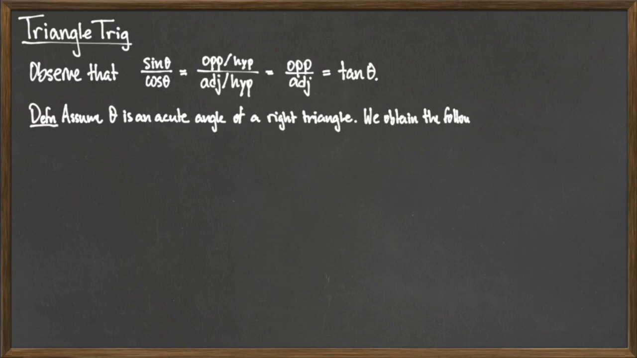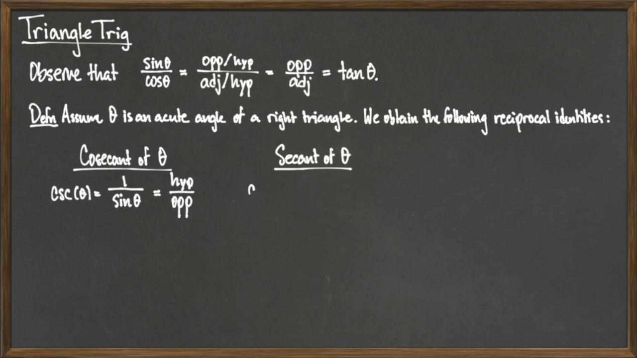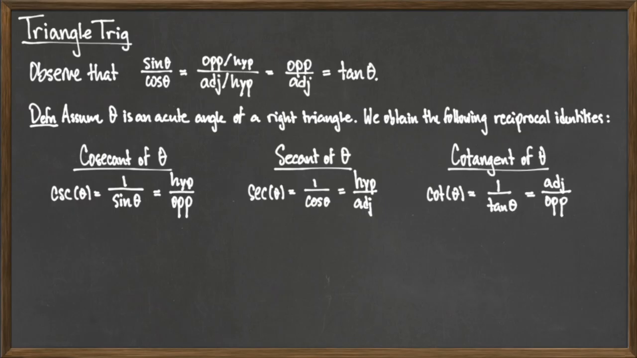We also need to define three more trig functions, which are known as reciprocal identities. First, we have the cosecant of theta, which is 1 over sine of theta, and that turns into hypotenuse over opposite. Next, we have the secant of theta, which is hypotenuse over adjacent. And last, we have the cotangent of theta, which is adjacent over opposite.